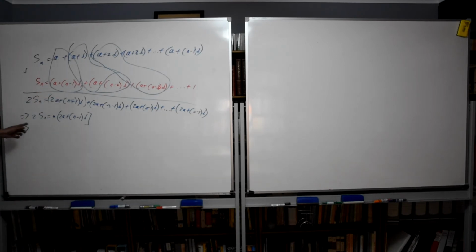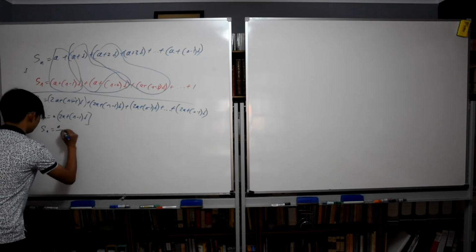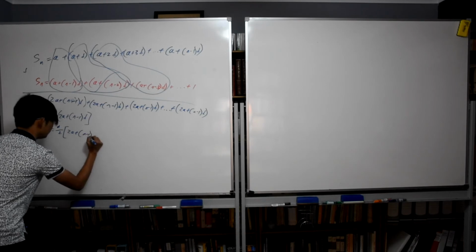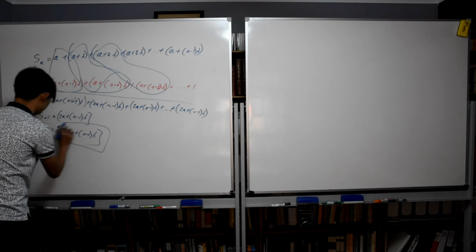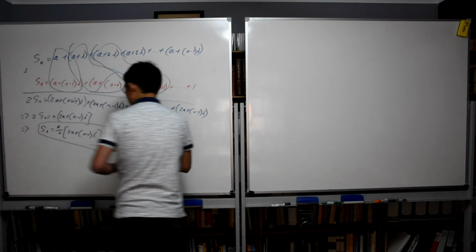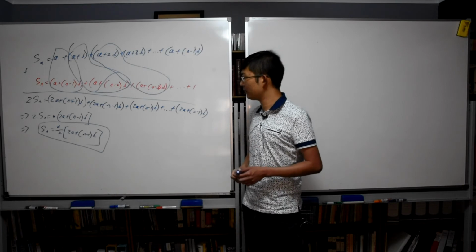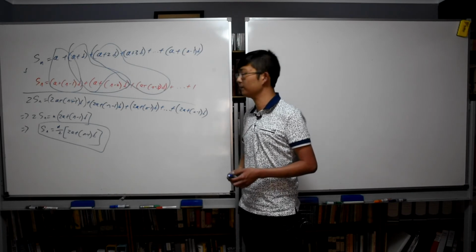Once again, we don't want 2Sn, we just want Sn. So let's divide these two across. This over here is the sum of an arithmetic series with first term A, common difference D.